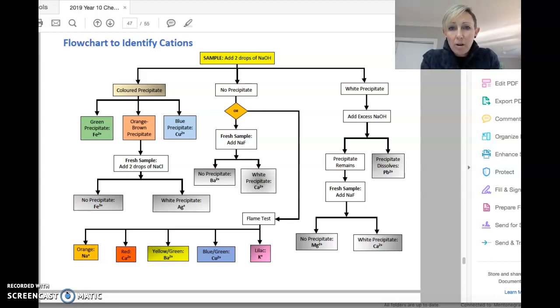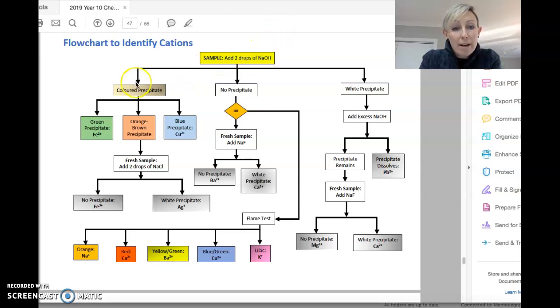So you'll be given an unknown ionic compound and you'll need to work through this flowchart and the flowchart on the subsequent page to identify what the cation and the anion are and therefore identify the ionic compound. To start with, let's look through this flowchart. So your first step, irrespective of what letter is on the jar that you have, you need to add two drops of sodium hydroxide, NaOH, and that will be provided for you.